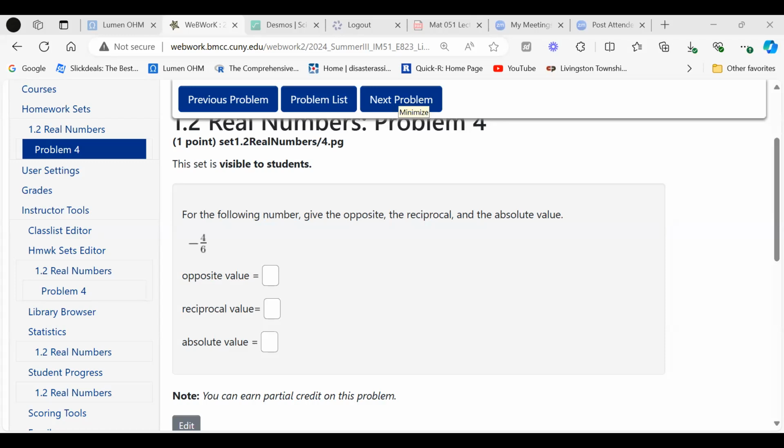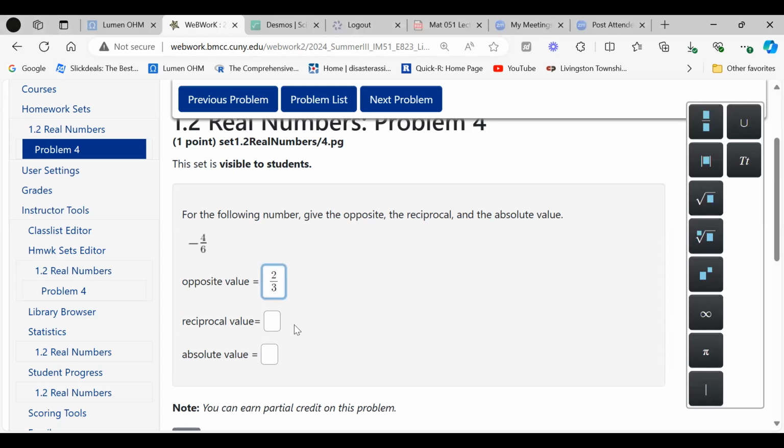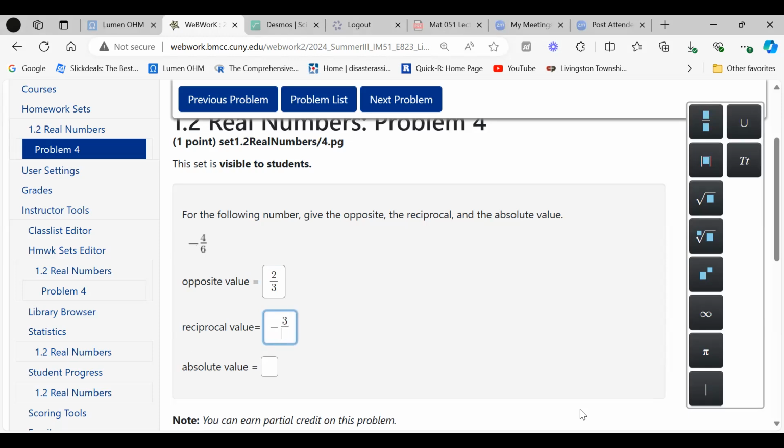I'll be here. Right, so let's go over the solution here. So after you reduce it, you get -2/3. And so the opposite will be 2/3, right? Reciprocal of this will be -3/2. Then absolute value will be 2/3. Okay. Any question about this?